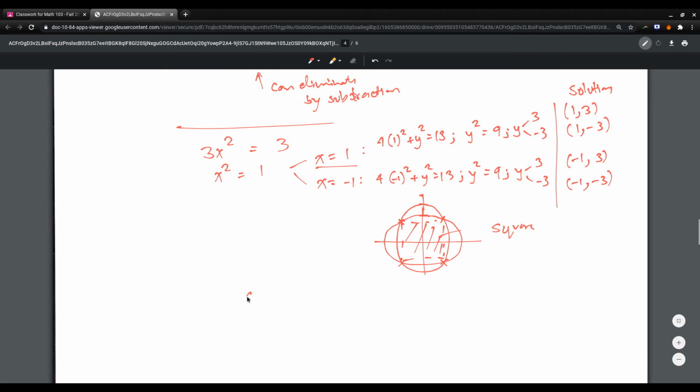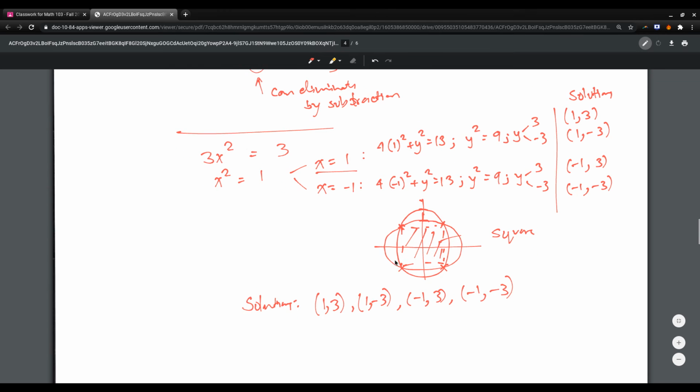So in this case, the number of solutions you have is 4. So you have 1, 3. You have 1, negative 3. You have negative 1, 3. And then you have negative 1 and negative 3.